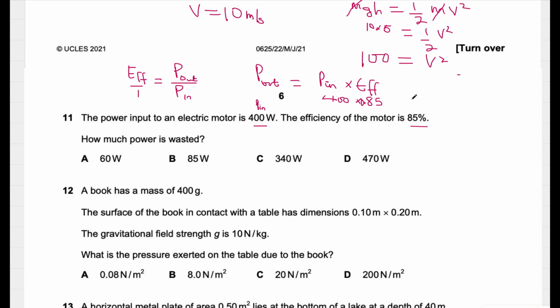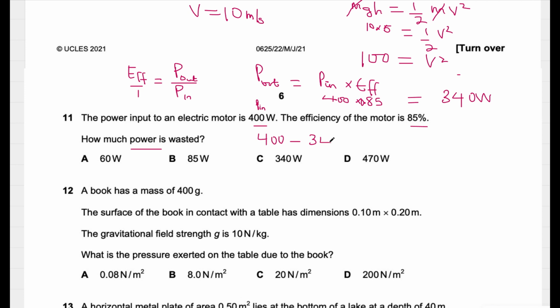So 0.85 times 400. We get 340. So here you get 340 watts. This is the output power. So what is wasted? They're asking us what is wasted. Imagine you put 400 in, and you got the output to be what? 340. So you subtract to know what has been wasted.